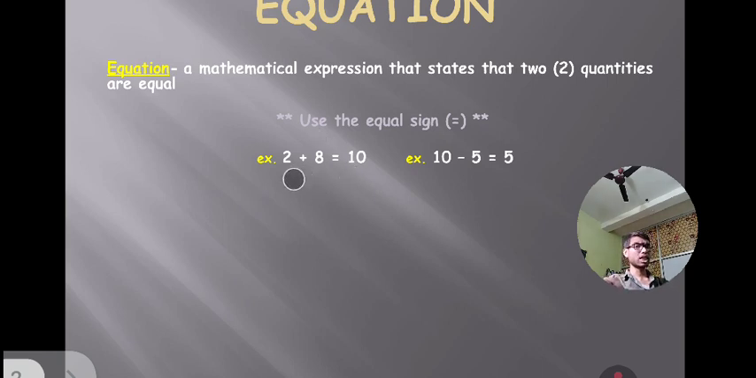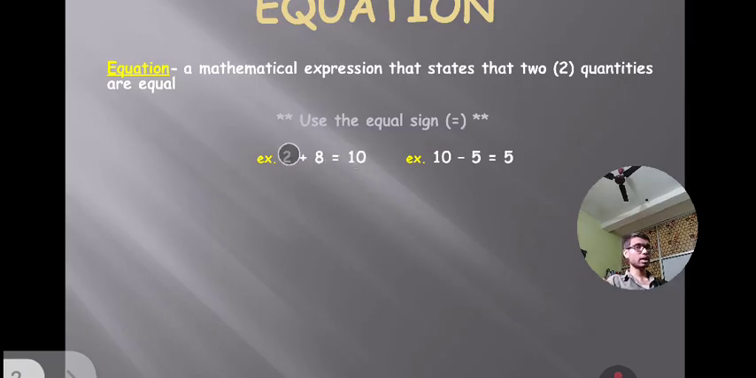Remember, this side would be the left side and this side would be the right side. We go to two sides because we applied this equal sign. Whatever the sum of this side is would be equal to this side. This side is 10, so the sum of this would be 10.